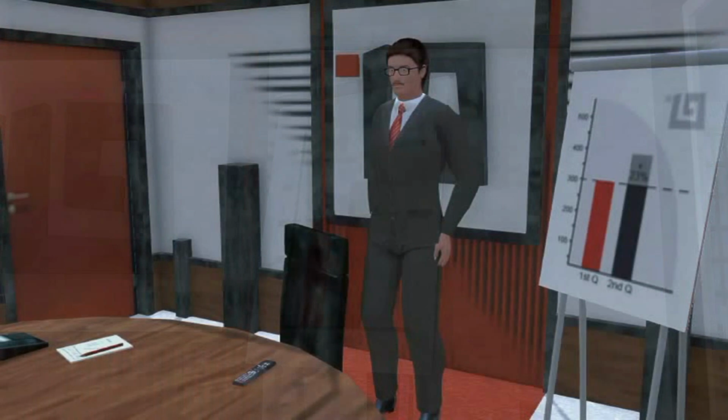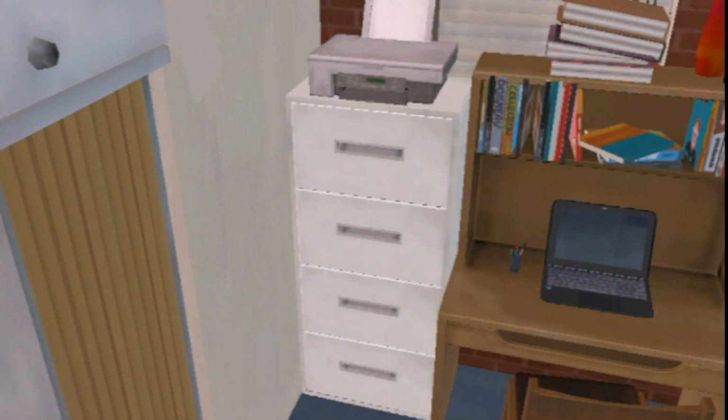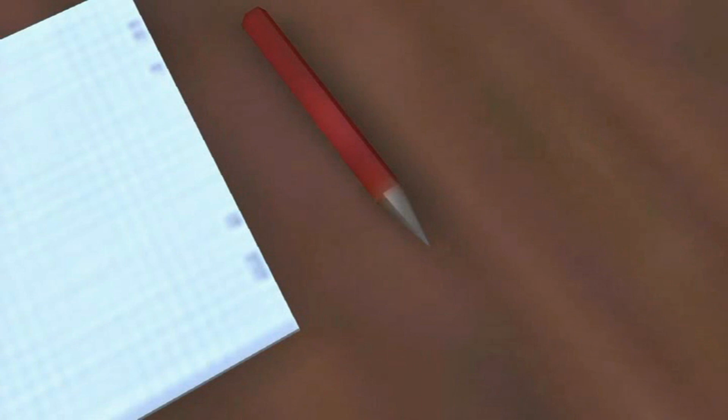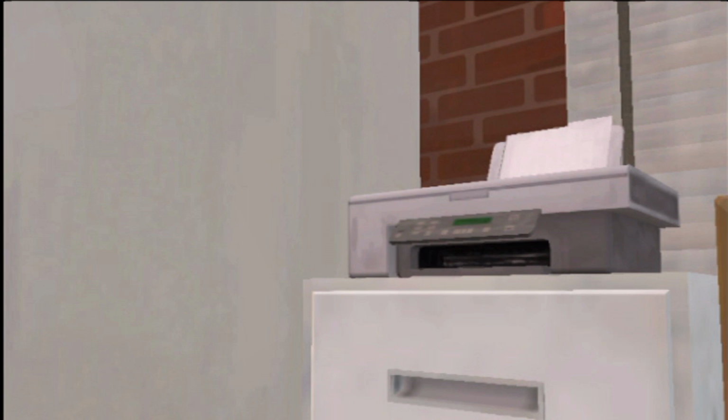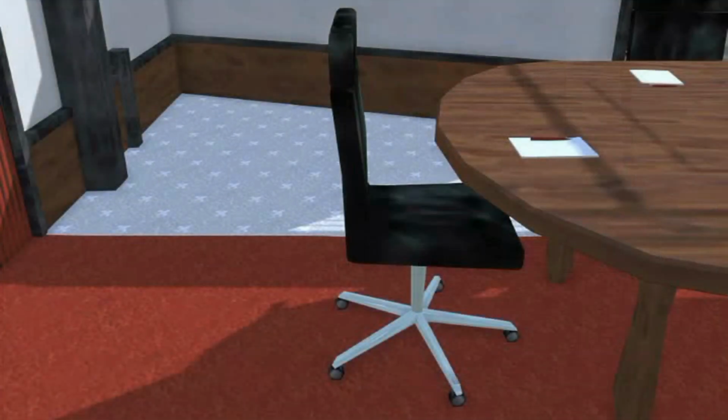He is giving a presentation. Yes, they are filing cabinets. It is a pencil. Yes, it is a printer. It is a swivel chair. They are books. It is a globe.